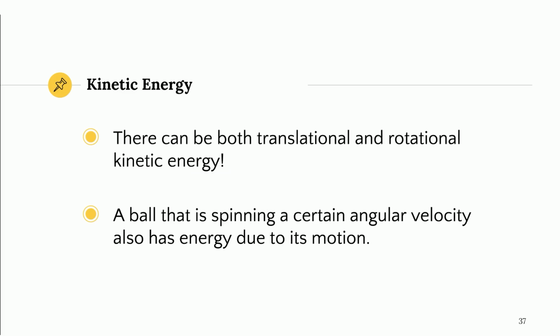There can also be both translational and rotational kinetic energy. A ball that is spinning at a certain angular velocity also has energy due to its motion. So, let's say a block sliding on the ground, without rotating, has translational kinetic energy, while a ball rolling down a hill has both translational kinetic energy and rotational kinetic energy.